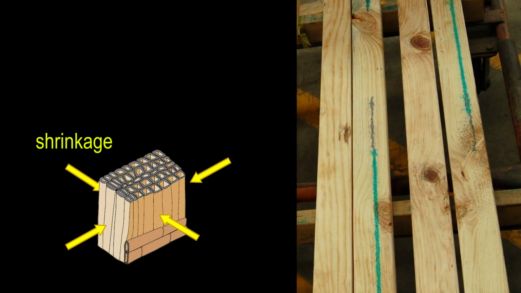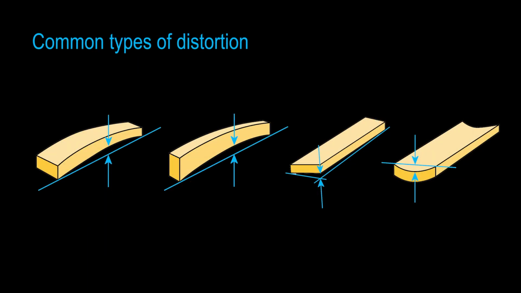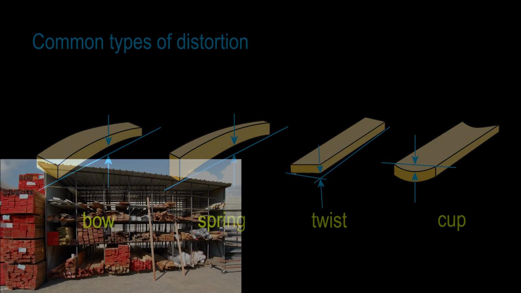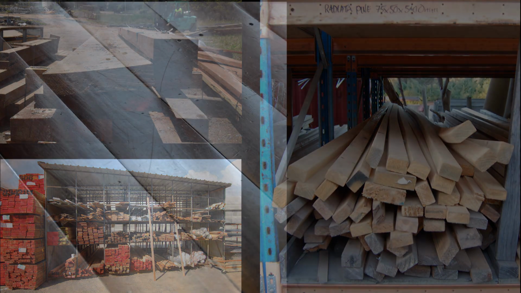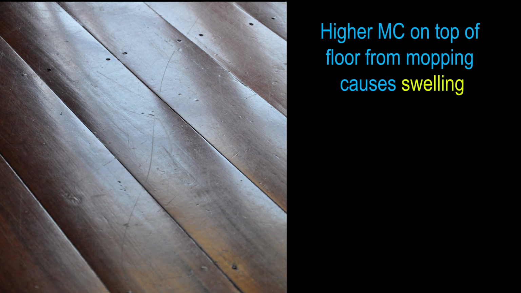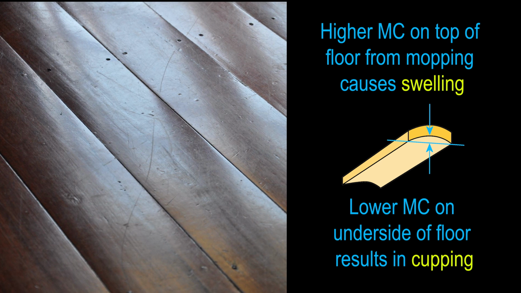Because shrinkage occurs at right angles to the direction of the grain, a variation in grain angle to the edges of a piece can result in warping as it dries. The most common types of distortions that tend to occur are bow, spring, twist, and cup. Uneven drying stresses can also occur when one edge or one face of the piece is exposed to the sun, which will cause those cells to dry more quickly. On the other hand, when one side is exposed to more moisture than the other side, the piece will again dry at different rates and therefore shrink unevenly.